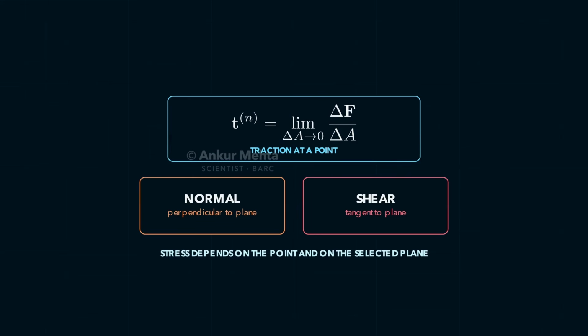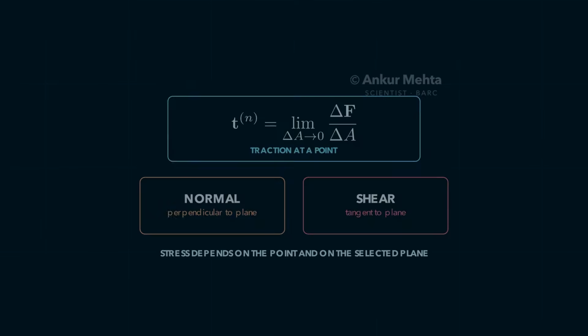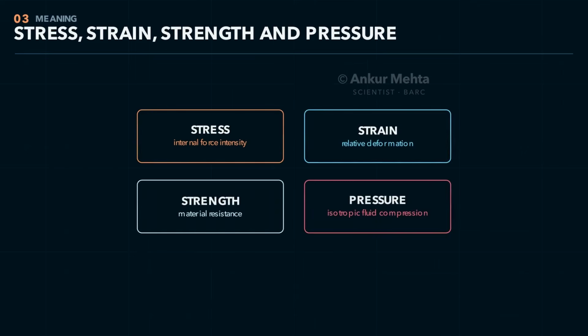Stress is therefore defined at a point and with respect to a selected plane. Its SI unit is the Pascal or Newton per square meter. Engineering stresses are commonly expressed in megapascals. Stress, strain, strength, and pressure are related, but they are not interchangeable. Stress describes internal force intensity, strain describes relative deformation. A constitutive law, such as Hooke's law in the elastic range, connects the two.